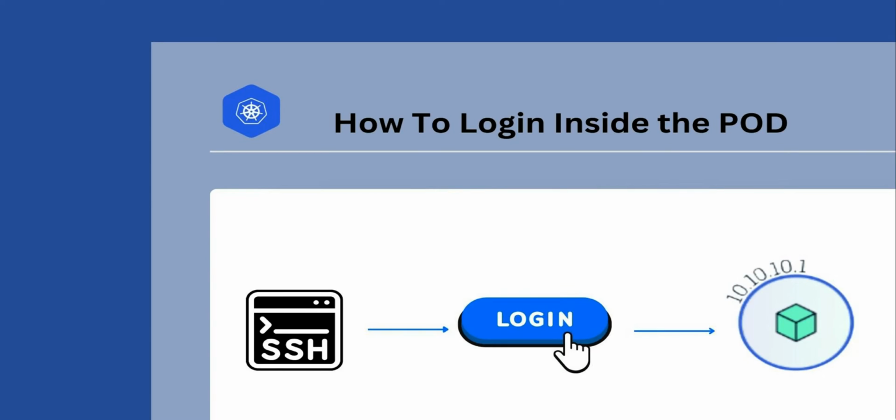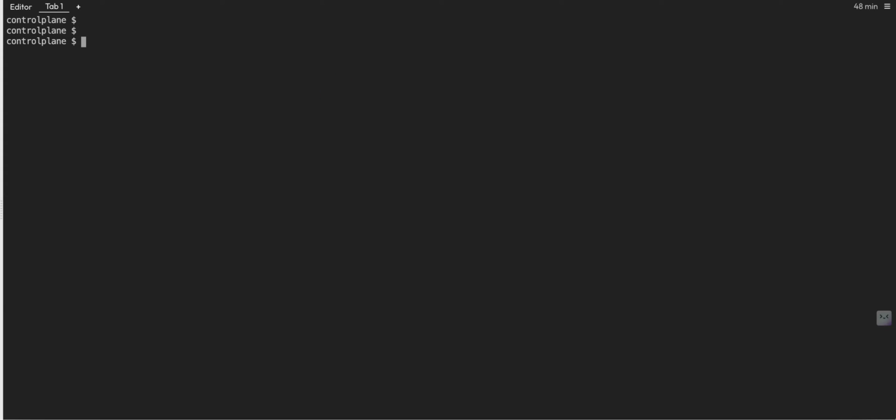Welcome back. In this video, we are going to learn how to log in inside the pod and how to check the logs. For that, I'm going to create a pod first. So kubectl run, then we need to provide the name of the pod which we need to create. So my image, let me give Apache.